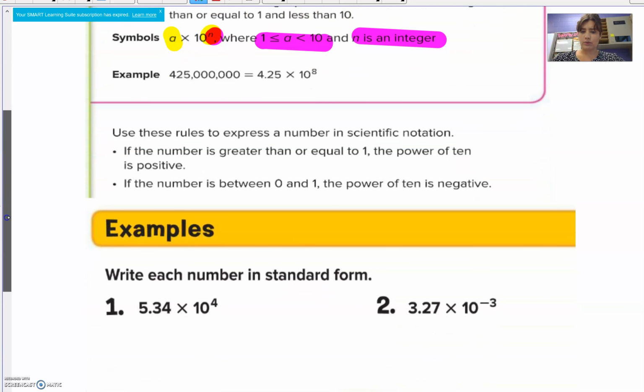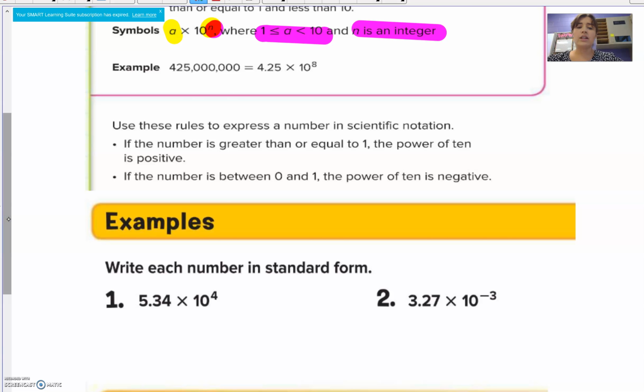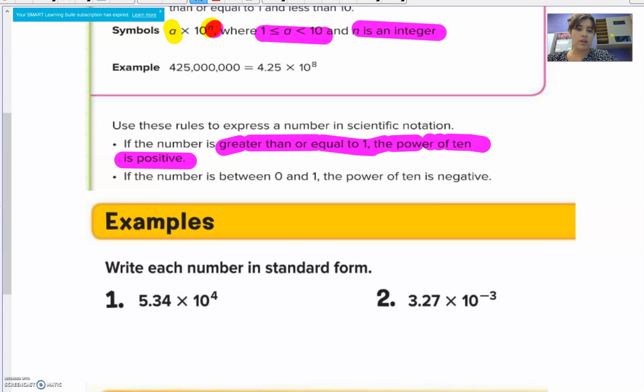So here are some rules. If a number is greater than or equal to 1, the power of 10 is positive. So that means any number that's greater than 1 or is 1, the power of 10 is positive. So that means that N, let me highlight it again, this N right here is going to be a positive exponent.